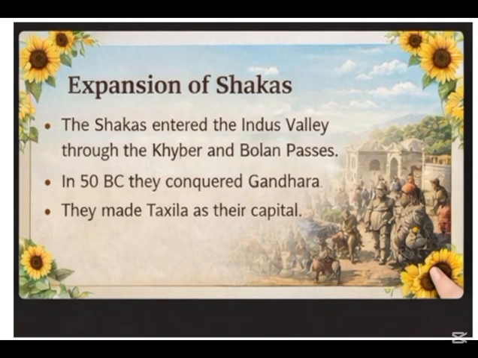And students, here's a discussion about the expansion of the Shakas. The Shakas entered the Indus Valley through the Khyber and Bolan passes. In 50 BC, they conquered Gandhara. They made Taxila their capital. As we studied, during the Bactrian rule the capital was Sagala, which is in present day Sialkot, where we are living, and in the Shakas rule, they made their own capital Taxila. So it was all about the difference between the kings who ruled the region at that time.